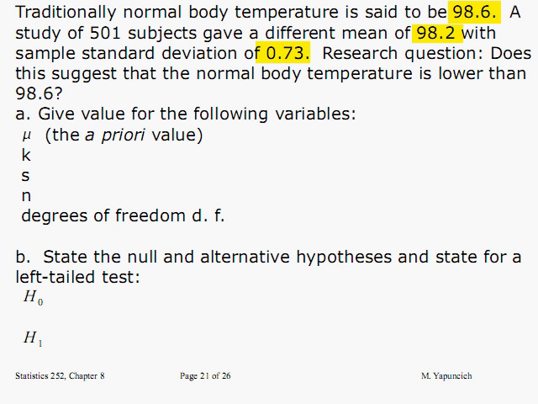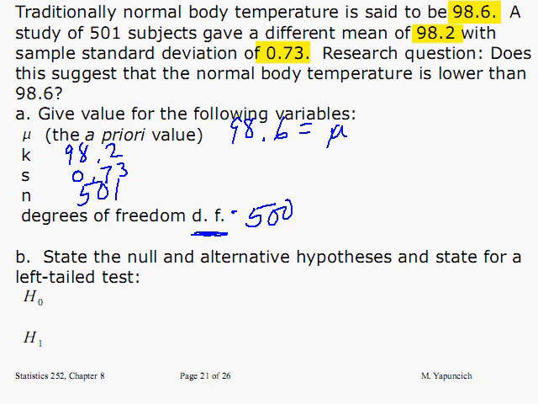So now you have to give values for the following. What was the a priori value? It was 98.6. That was the value we had before we did any measurements. The test measurement came up with 98.2. It had a standard deviation of 0.73, and how many people in the test? 501. Now remember, for the t-distribution you need degrees of freedom, so 500 is for the degrees of freedom because it would be n minus 1.